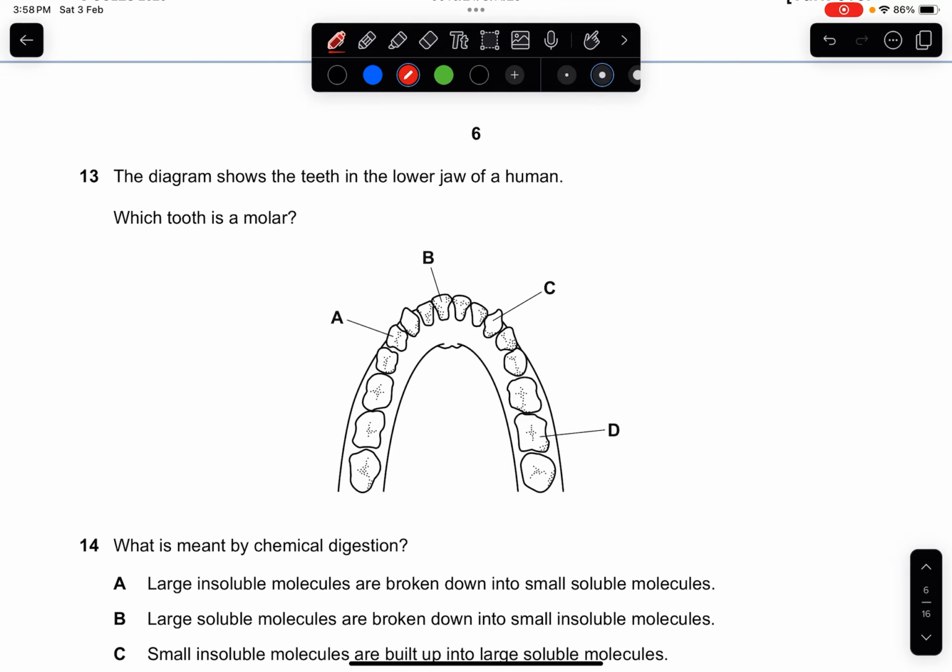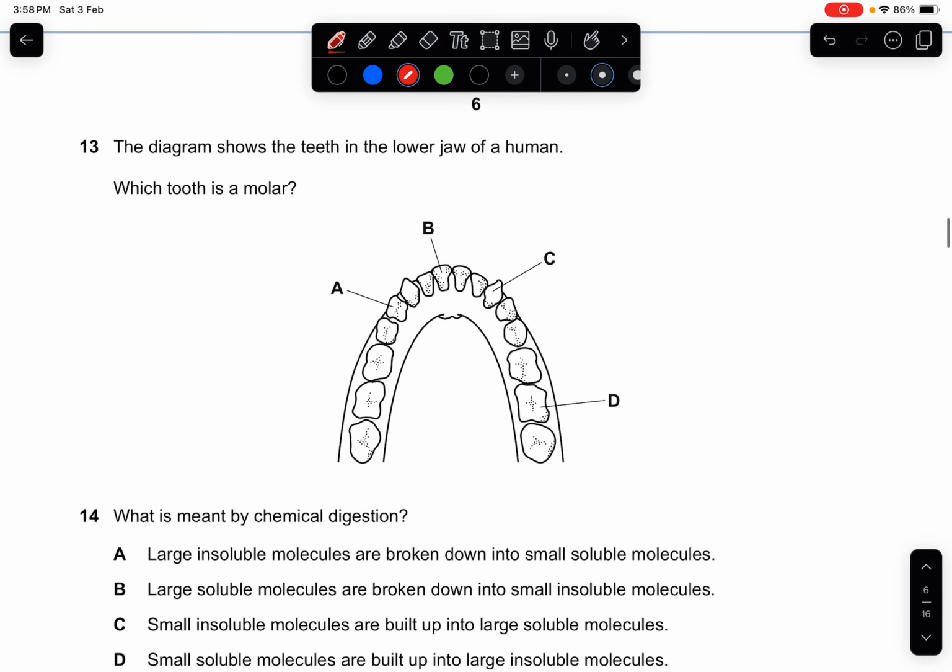Question 13. The diagram shows the teeth in the lower jaw of a human. Which tooth is a molar? Okay. When I say a molar, it's not the premolar, it's basically the big molar. So in the front are the incisors, the C is the canine, the A is premolar, and D is the molar. So the answer is D.